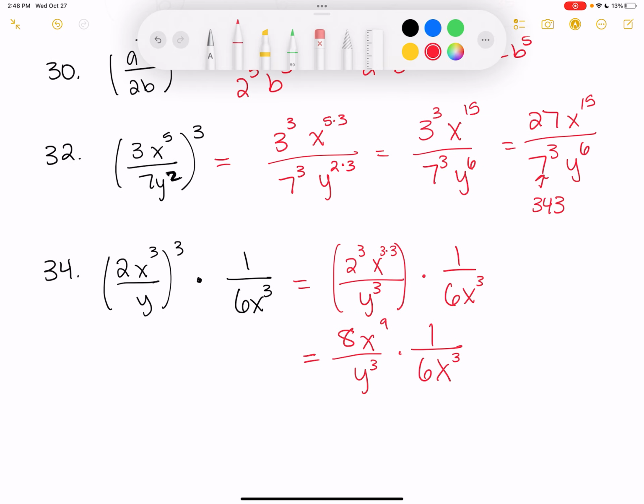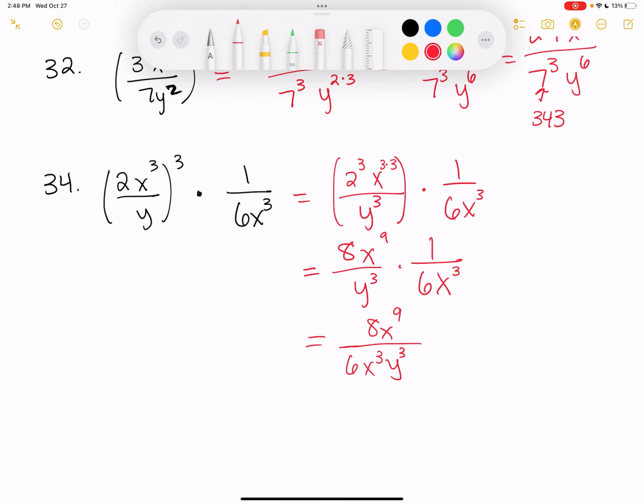So since I'm multiplying, I can just smush these two things together for the moment. So 8x to the 9th over, I like my variables and numbers in order, so 6x cubed y cubed. Now what do I need to do? You multiply now. So I've got x and x, so what would I need to do to get rid of that? Because I can only have them in one spot.